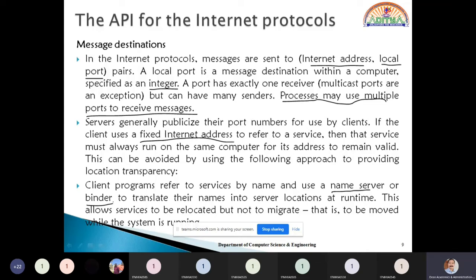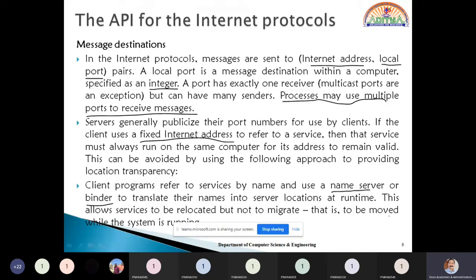So what will this name server or binder do? It will translate names into server locations at runtime. That means the name server or the binder will refer to the services in terms of names rather than port numbers. Port numbers are fixed, but instead of providing the number of the port, we will provide a name for the particular service to access that particular port.